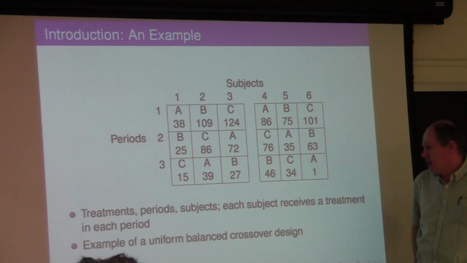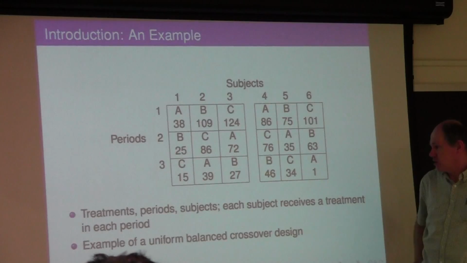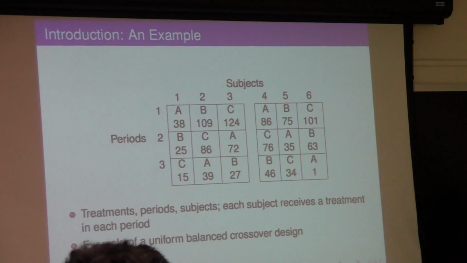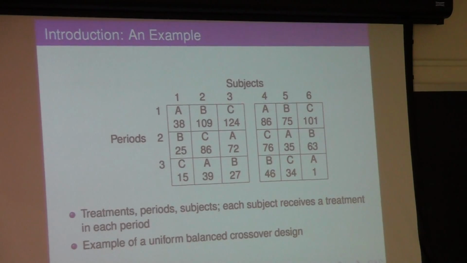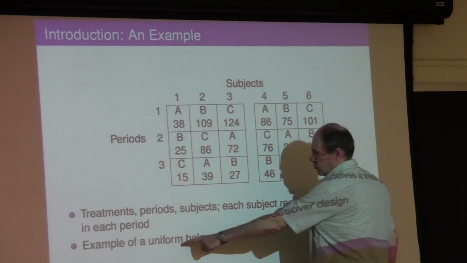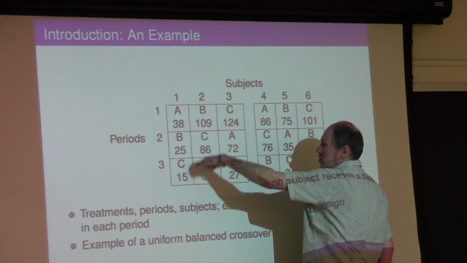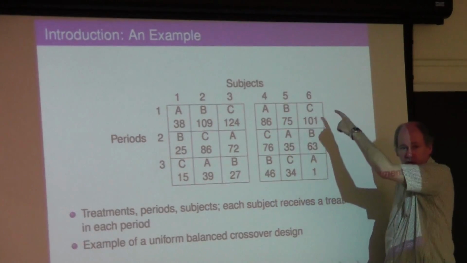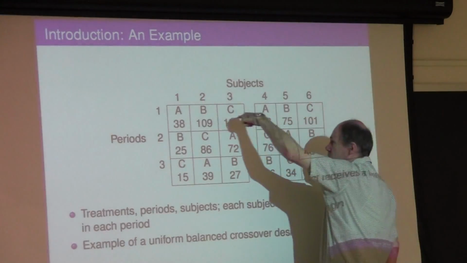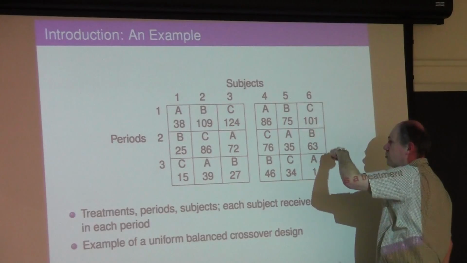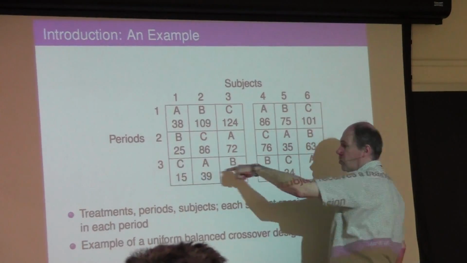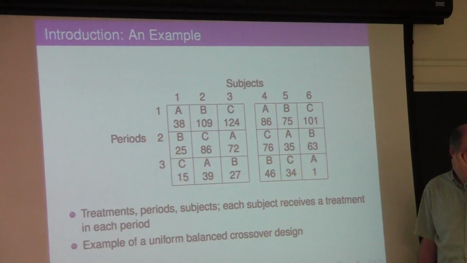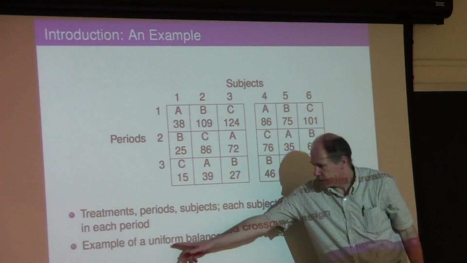Now, this particular example is a very special design. It's called a uniform balanced crossover design. The uniform refers to the fact that each subject receives each treatment, each diet, exactly once. And also, if you look over the periods, in every period you see each diet appear equally often, twice. That's what uniform refers to.